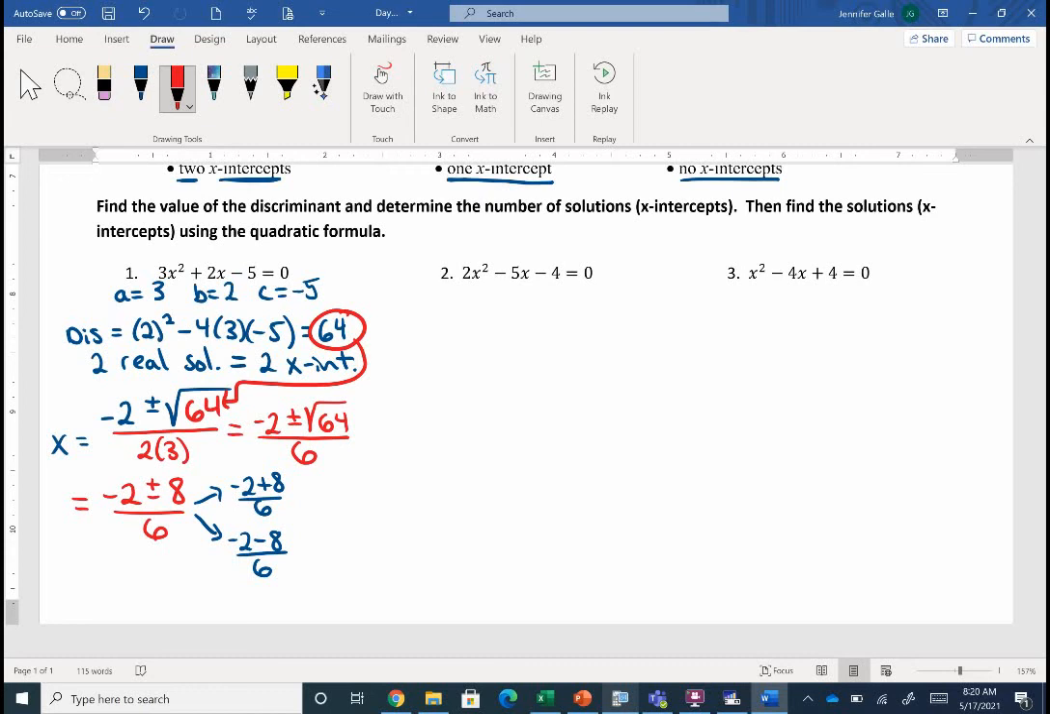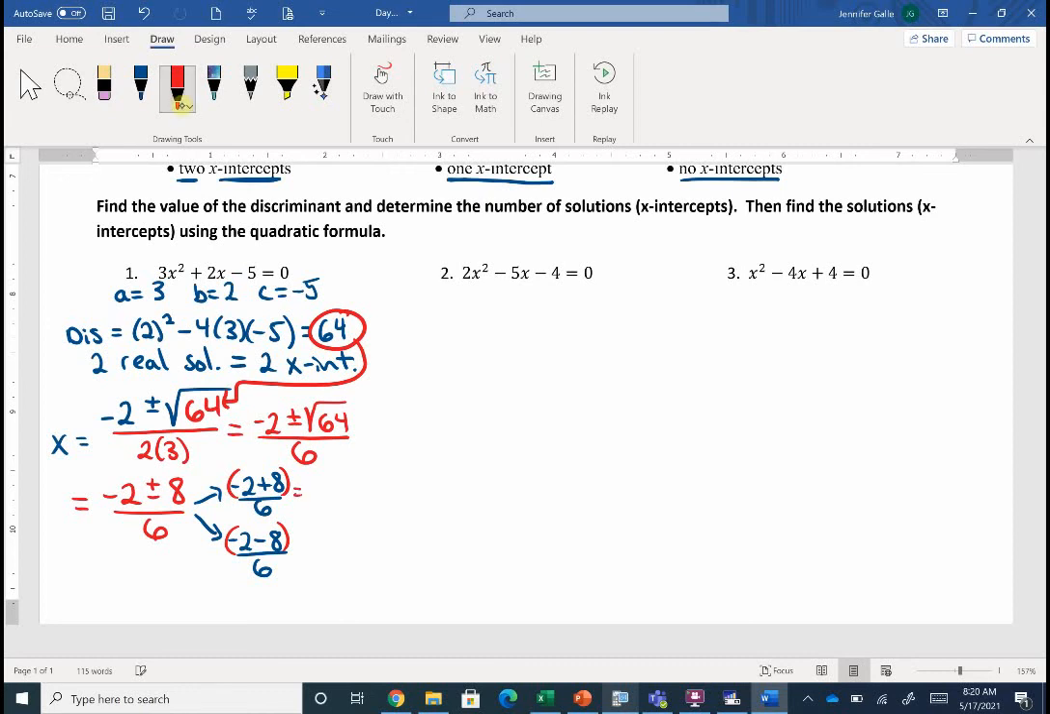We have to make sure we do the addition first. If you want to put this all in your calculator at one time, you have to put parentheses around the numerator so your calculator does the addition or subtraction first and the division last. If you just put it in the calculator as is, without parentheses, your calculator is going to divide by 6 and then do the addition. We don't want that. So here's what we have.